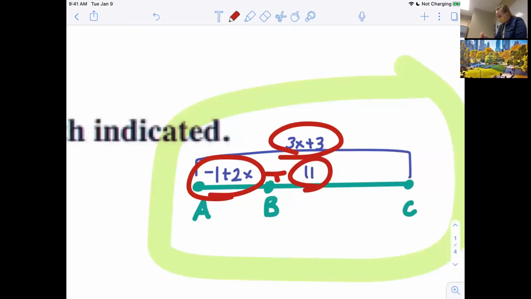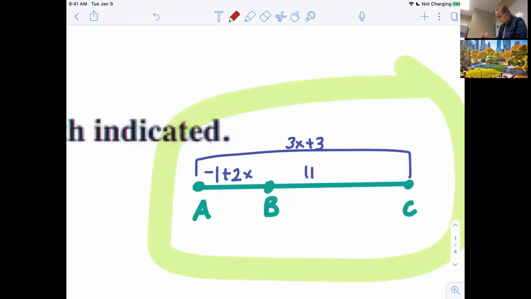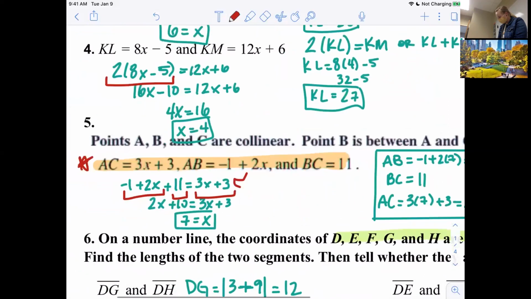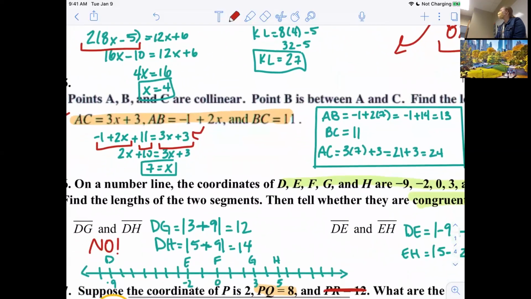Once I did that, it was easy to set up an equation, which I did over here. AB, which is -1 plus 2x, plus BC, which is 11, equals AC, which is 3x plus 3. Gwenna?